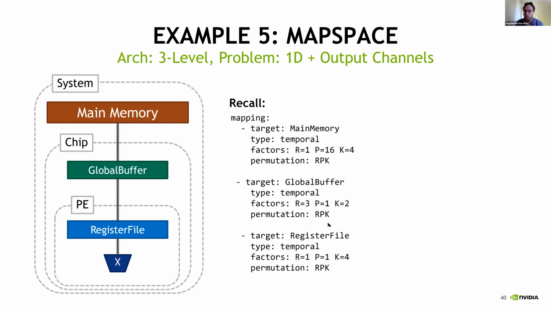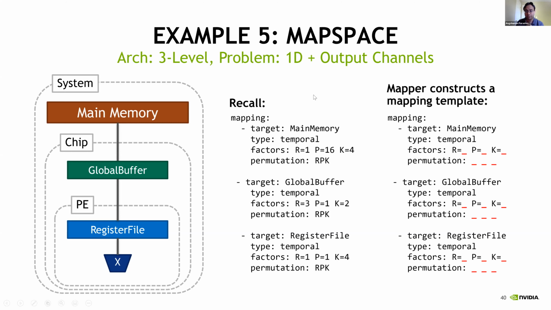Now, what would the mapper do? Well, the mapper actually does something very similar. It constructs what we call a mapping template. It says, okay, this is the architecture you want to map to? To map to this architecture, I need to create mappings that look something like this. I need to target the main memory, the global buffer, and the register file. But these are all blanks that I need to fill. I don't know what factors I'm going to assign, I don't know what permutations I'm going to assign, but this is the overall template.